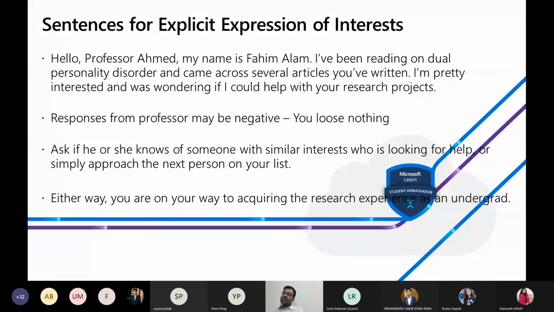So either way, you keep gaining experience on how to find research opportunities, how to make contacts, and during that process, how to relate your own motivation to a potential supervisor's existing work. So this is a very important process that you should take up before meeting or contacting a potential supervisor.